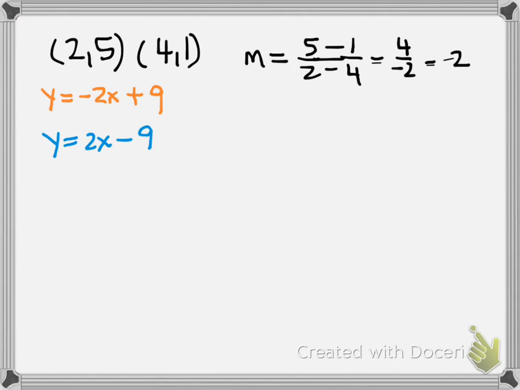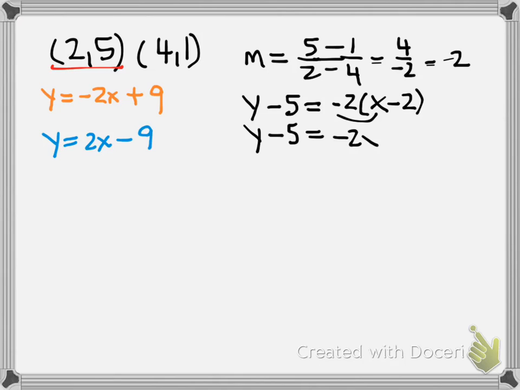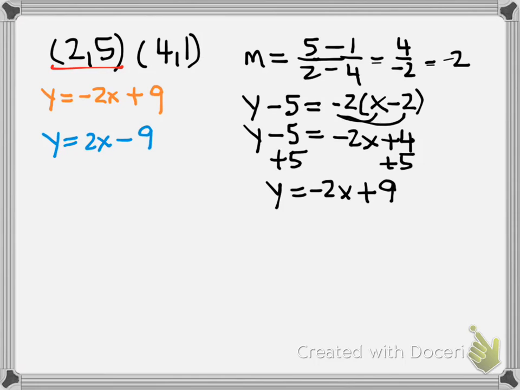All right, so we're going to take that slope and we're going to take a point. Now what's nice, boys, is that both the points have only positive values, so it really doesn't matter which one I choose. So I think I'm going to choose the first one. So I put it into point-slope form. Y minus the y value, 5, equals the slope, negative 2, times the quantity x minus the x value, 2. So then I'm going to start solving by distributing the negative 2. Negative 2 times negative 2 is a positive 4. And then I would add 5 to both sides. And I get y equals negative 2x plus 9.